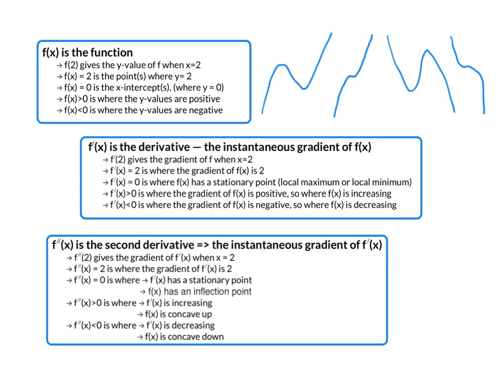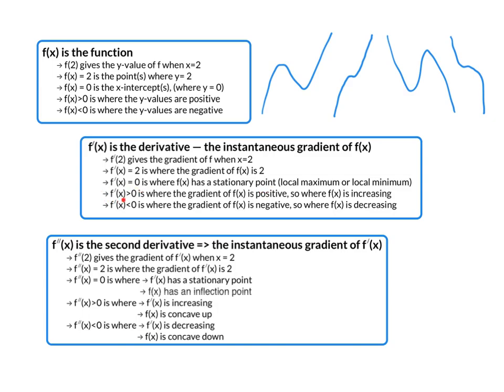Next, let's look at the derivative. Now the derivative is the instantaneous rate of change. In other words, the instantaneous gradient of the graph. So if you want f dash of 2, this will give you the gradient when x is 2. Or if you have f dash of x equals 2, this means the gradient is 2. And the gradient in particular, we're talking about the gradient of f of x. What we often use is we work out when the gradient is 0. In other words, when there's a stationary point.